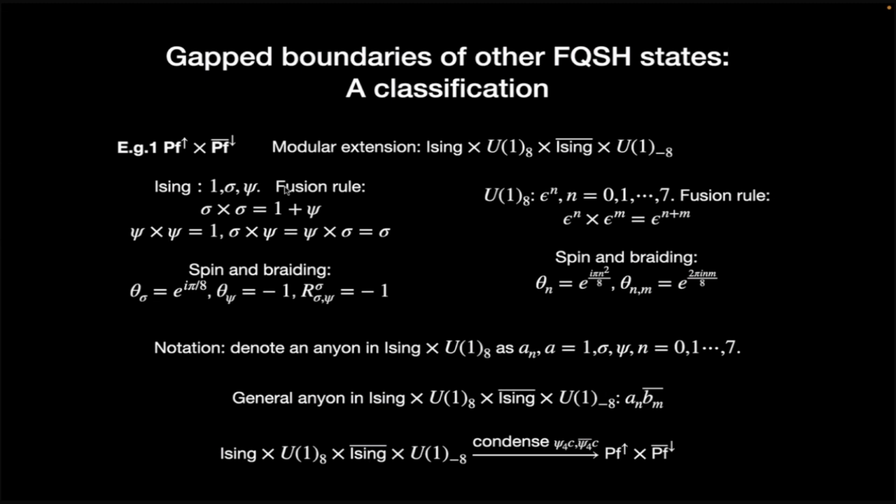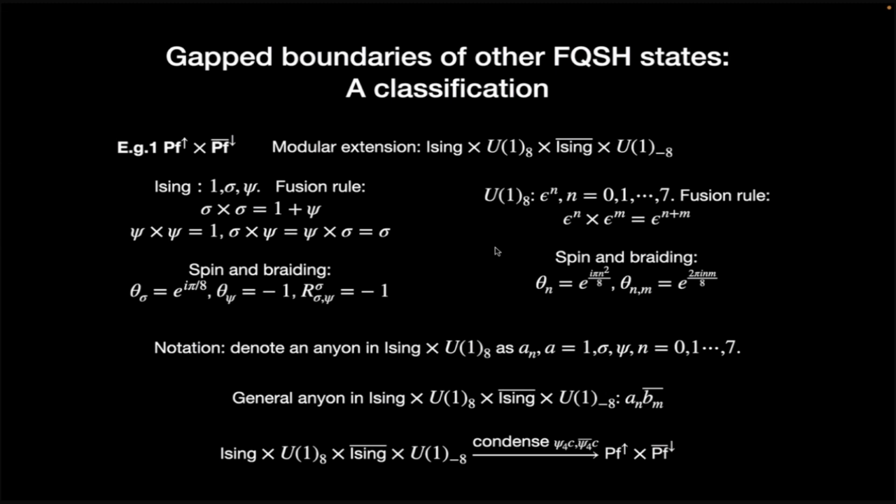So for the Ising, there are 3 anyons labeled by 1, sigma, and psi. And the fusion rule is that sigma squared is 1 plus psi, psi squared is 1, and sigma times psi equals sigma. And so here are the spin and braiding of the anyons in the Ising topological order. So the sigma particle has the non-trivial spin, e to the i pi over 8, and the psi particle is a fermion, and they have mutual -1 braiding.